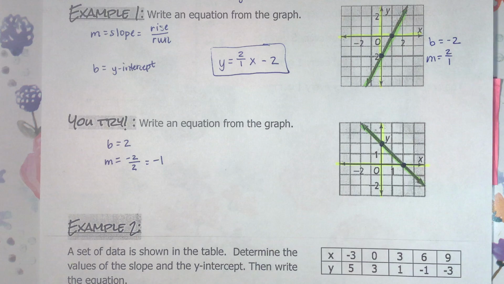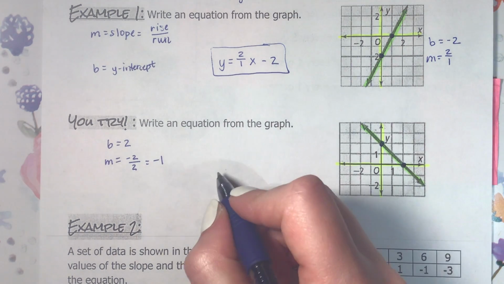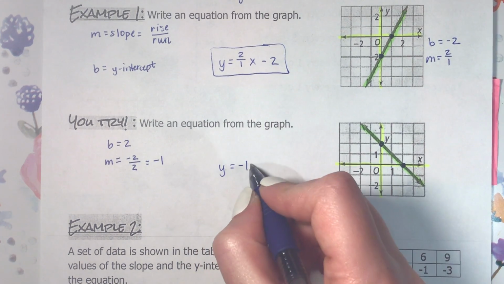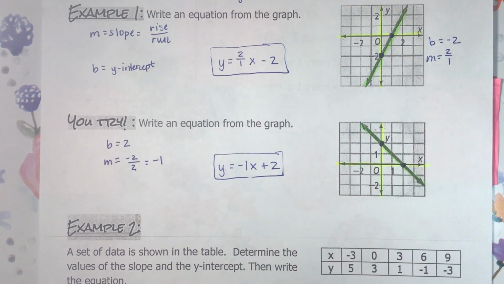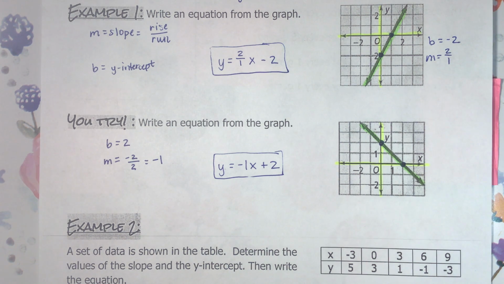So now I'm going to take those two values and stick them into my equation, and I get y is equal to -1x plus 2. Now you might write y is equal to -x plus 2 or -1 over 1. All of those things are acceptable. They're all saying the same thing. It's just a slightly different way of writing it.